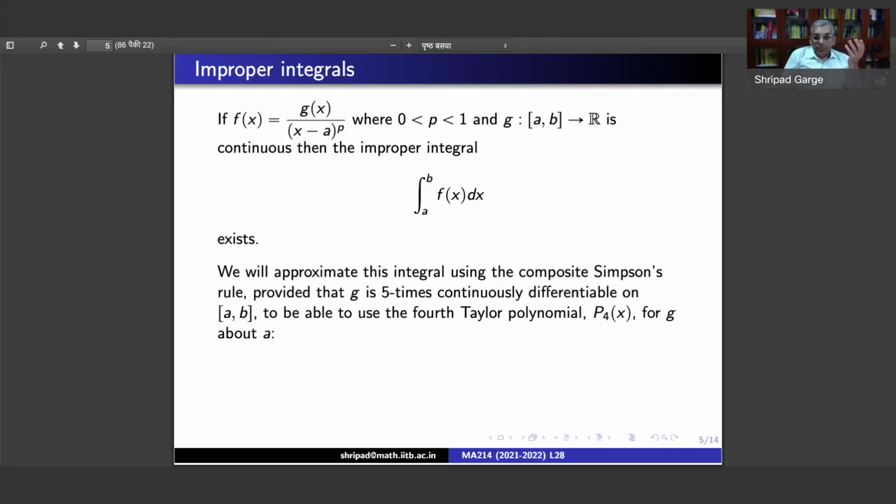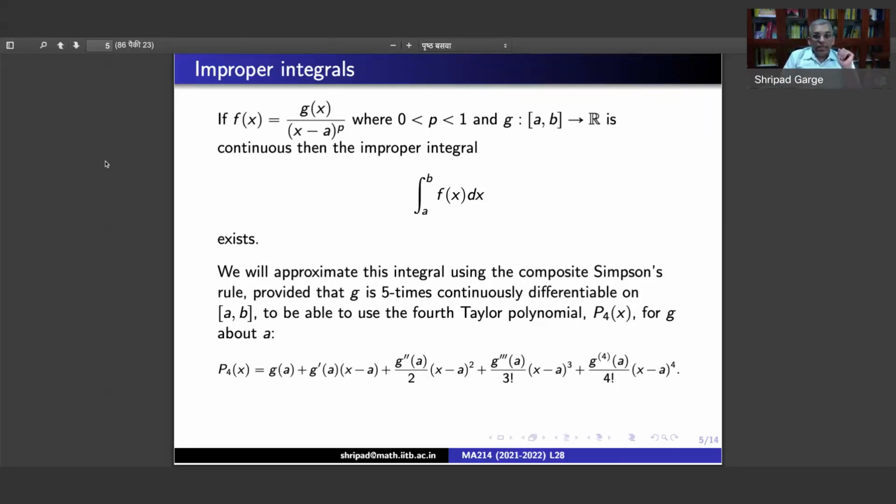So this Taylor polynomial will look like g(a) plus g'(a)(x minus a) plus g''(a)/2 (x minus a) squared plus g'''(a)/3! (x minus a) cubed plus the fourth derivative of g at a over 4! (x minus a) to the power 4. This is the fourth Taylor polynomial for the function g, which exists because we are assuming that g is 5 times continuously differentiable on [a, b].